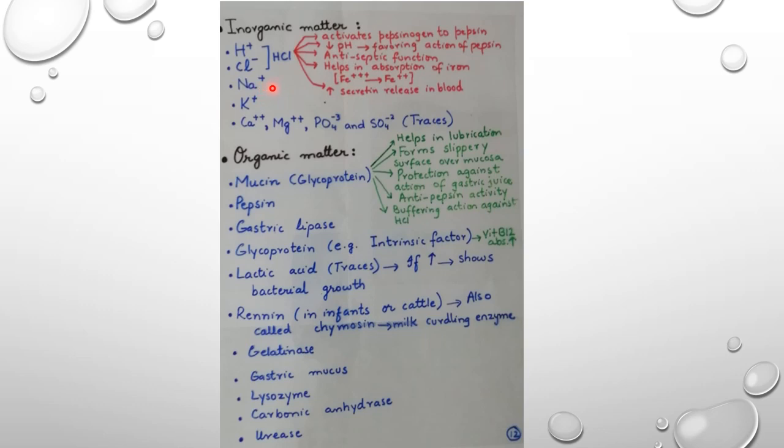Other inorganic ions which are found in gastric juice include sodium and potassium, and the ions which are found in traces in gastric juice are calcium, magnesium, phosphate, and sulfate.